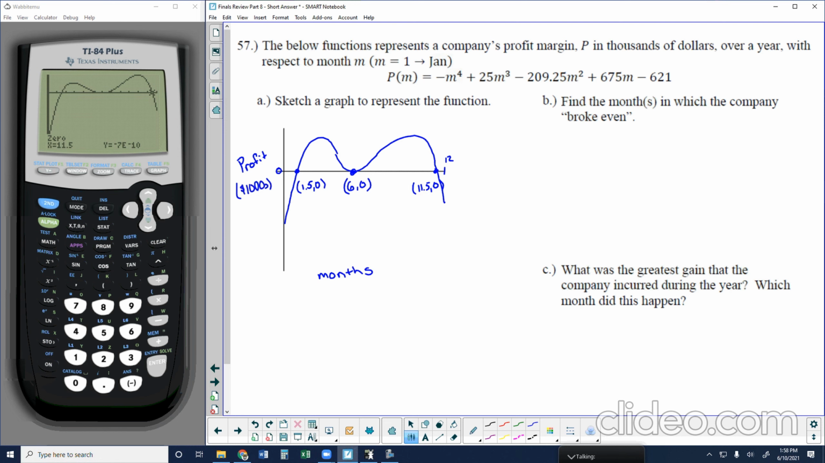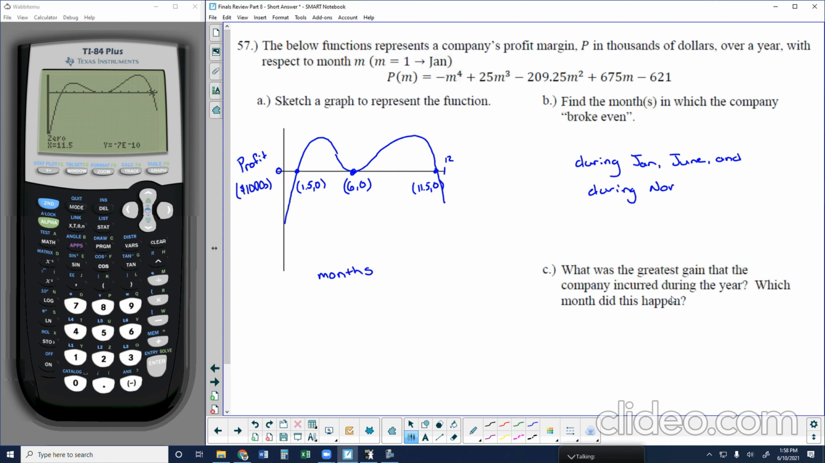So find the months in which the company broke even. So during the first, or past the first month, but before the second month, so during January. Then the 6th month would be June. And during the 11th month, not quite to the 12th month, during November, the company broke even.